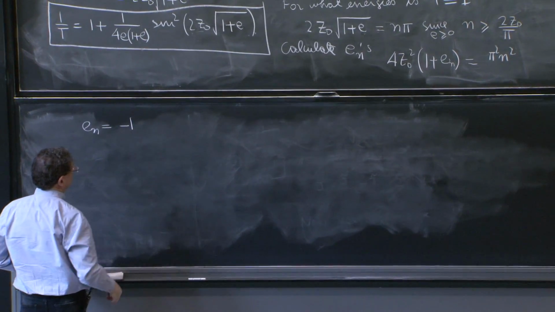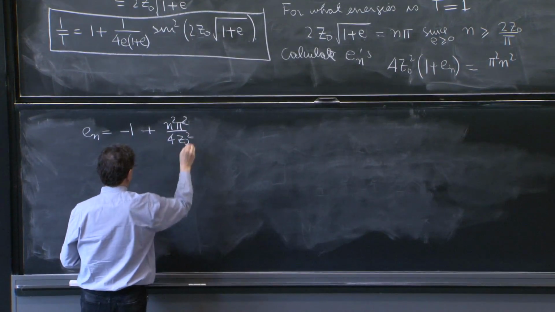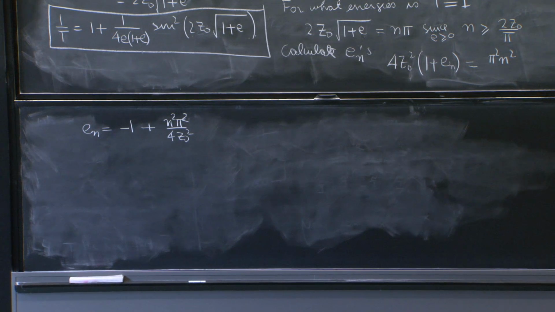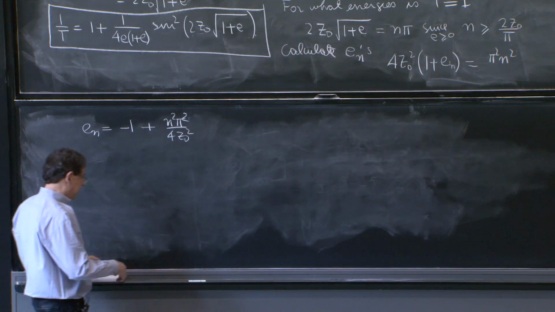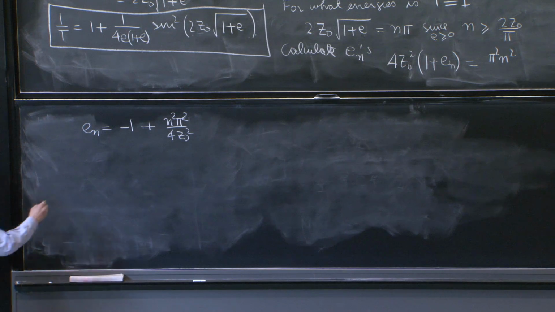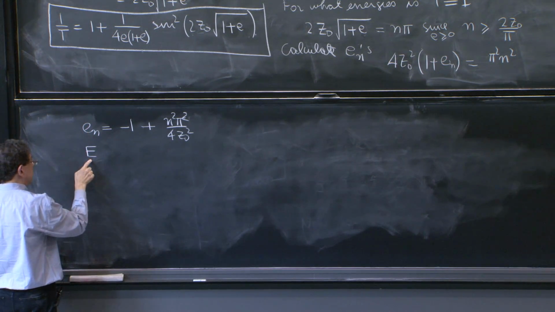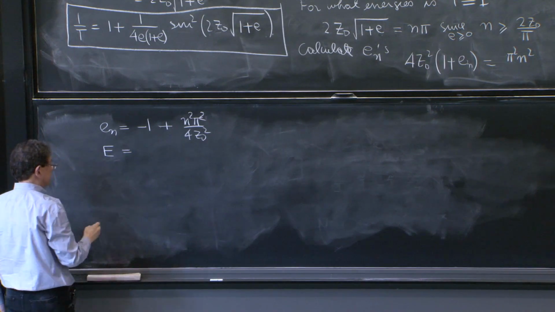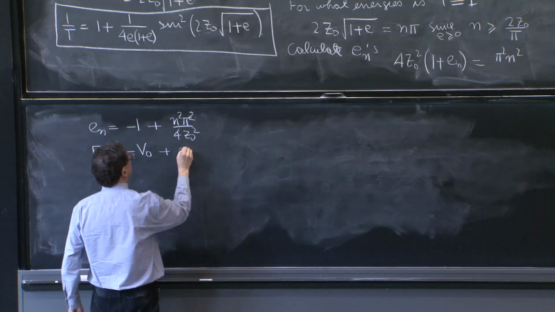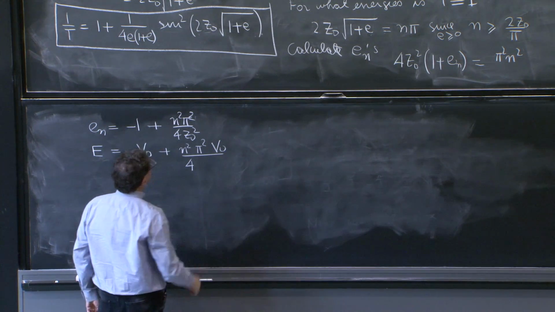E_n is equal to minus 1 plus n squared pi squared over 4 z naught squared. Okay, this is quantitatively nice, but probably still doesn't give us much intuition about what's going on. So let me go back to total energy. Remember, E_n was energy divided by V naught, so multiply all terms by V naught. E equals minus V naught plus n squared pi squared V naught over 4 z naught squared.